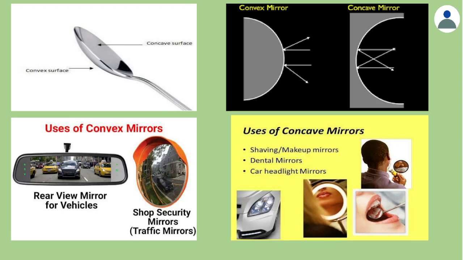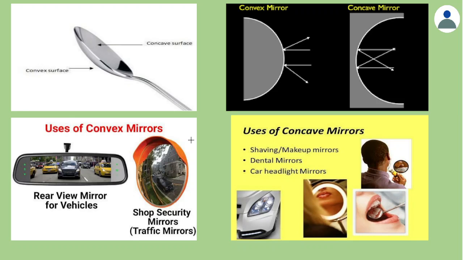Examples are shown here. Look at this case. Here the inner part is silvered, so it's called a convex mirror. In this case, the outer part is silvered, so it's called a concave mirror. As seen in the case of a spoon, the spoon has two surfaces. If somebody looks at the face through the front part, the front part behaves like a concave mirror. If somebody looks through the back part, the back part behaves like a convex surface.